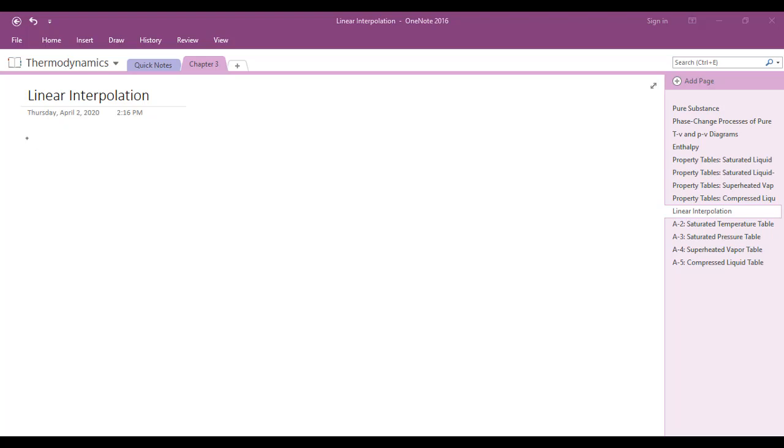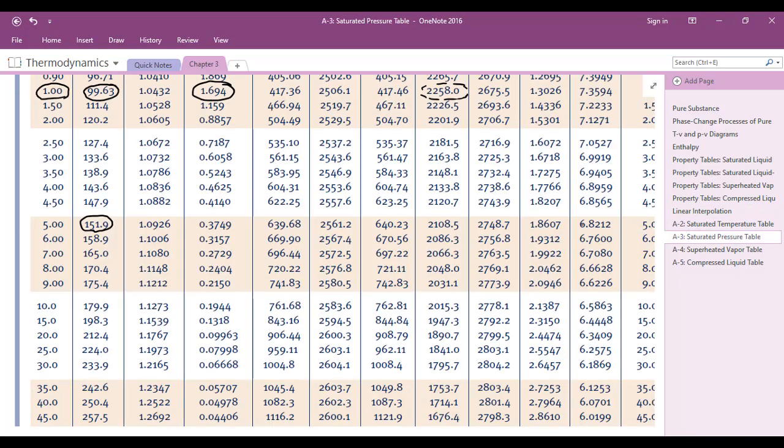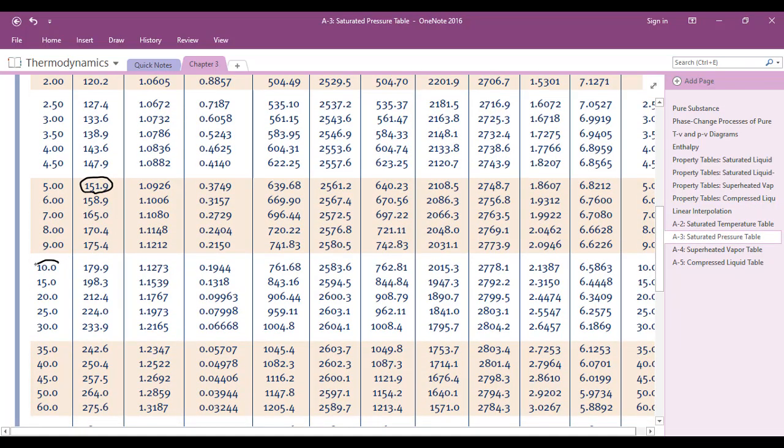I will show you an example of what linear interpolation is. Suppose we need to find the specific volume for water at a state where P is equal to 10 bar and T is equal to 215 degrees Celsius. If we go to the pressure table, table A3, and look at the pressure of 10 bar, we can see that the saturation temperature is 179.9 degrees Celsius.